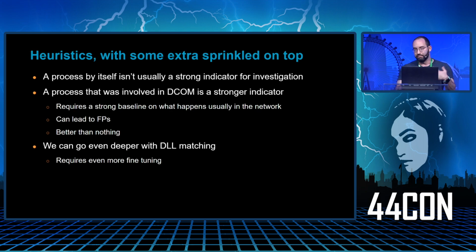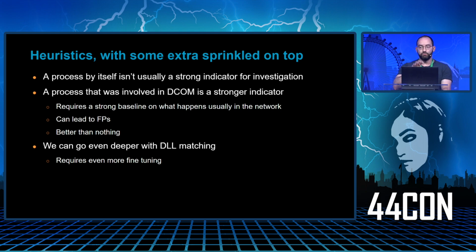So what we can do is a bit more heuristics. Basically, a process by itself is not a very strong indication to trigger any investigation. But a process that was involved in DCOM is a bit more of an indicator, especially if we have a baseline of what is normally being requested in the network. It will have false positives, but it's better than nothing, in my opinion.